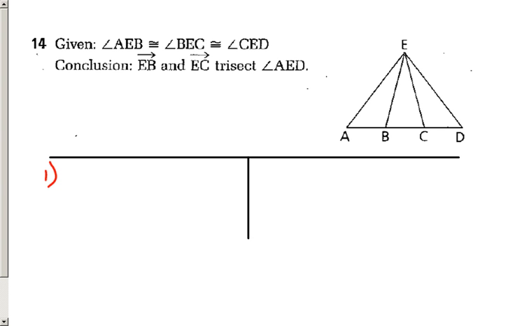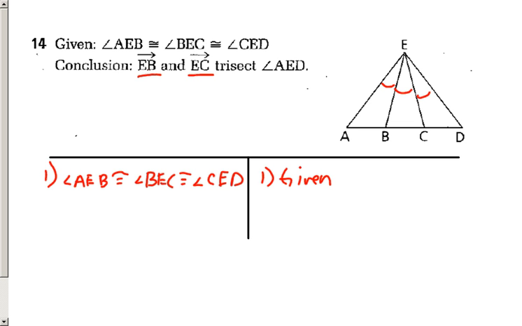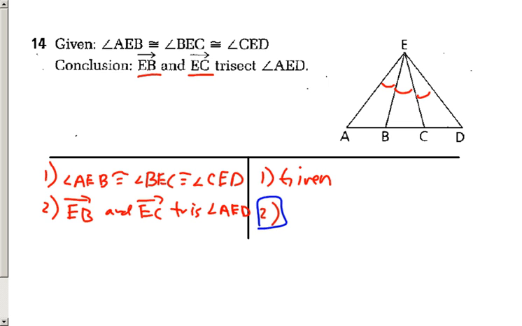Now you're given that three angles are congruent. You're given AEB, BEC, and CED are congruent. So because you know all these angles are congruent, what you're trying to prove is that EB and EC trisect angle AED, and this is basically like the definition of trisect. So I know this again is a two-step proof. So EB and EC trisect angle AED because, and again, this is the part that you got to concentrate on. What is the perfect reason for this to be true?